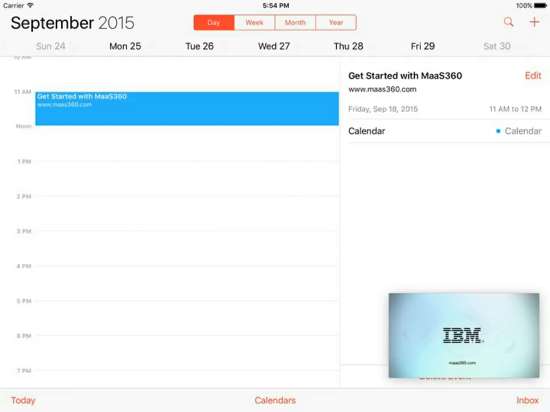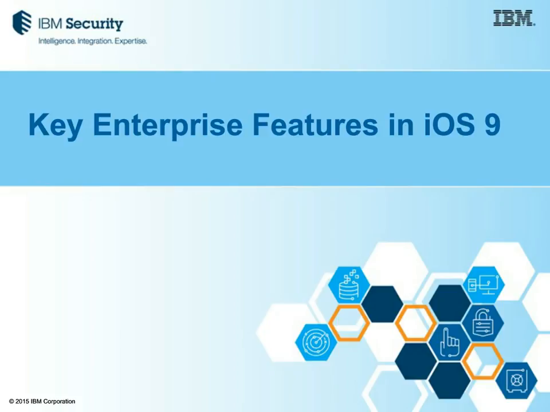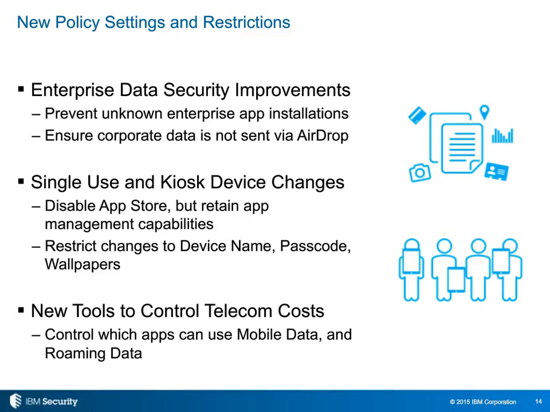And with that poll question wrapped up here, we can now move into our next section, which is focusing on those new management and control features that are available in iOS 9. Okay, and so we have broken this down into two sections here. The first one is the new policy settings and restrictions. These are the options you have to configure and control how the device behaves and what features and functions are available on the device for the end user.